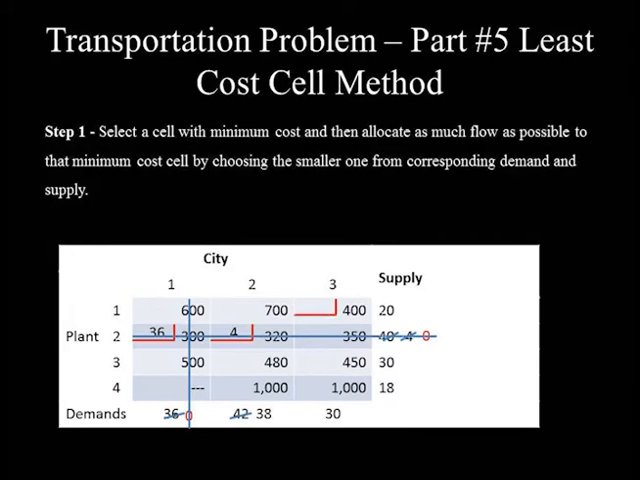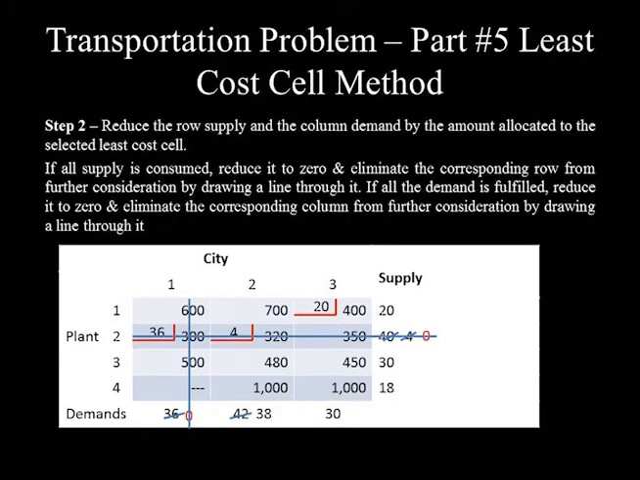400 birr is the next least unit cost. Demand corresponding to this cell is 30 and supply corresponding to it is 20. 20 is less than 30. Thus, the amount that has to be allocated to this cell is 20. Allocation of 20 to this cell reduces the supply to 0 and demand to 10. Plant 1 supply is reduced to 0, hence row 1 has to be crossed out.